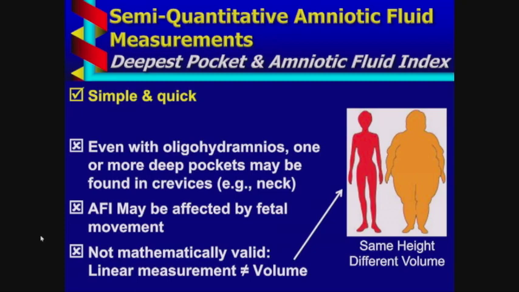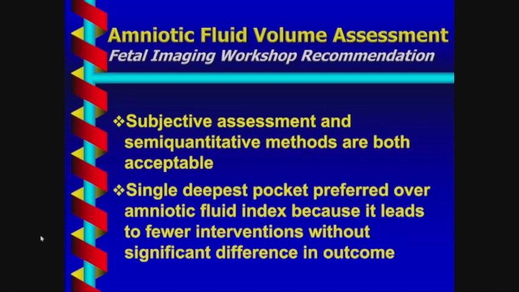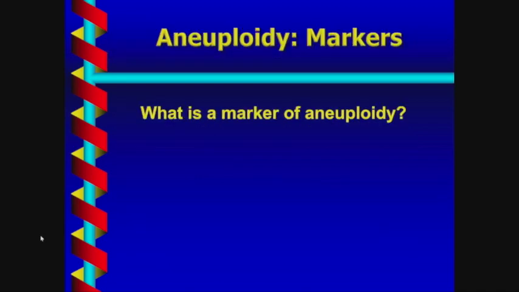So they're not great. So what did the fetal imaging workshop recommend? That either a subjective assessment or semi-quantitative methods are both acceptable, either one of which, and they recommended the single deepest pocket over the amniotic fluid index because there are a number of studies that show that the single deepest pocket leads to fewer fetal interventions without any significant difference in outcome.